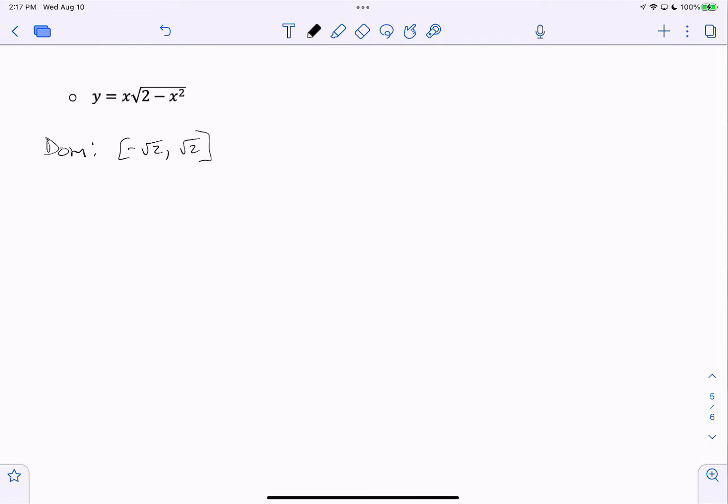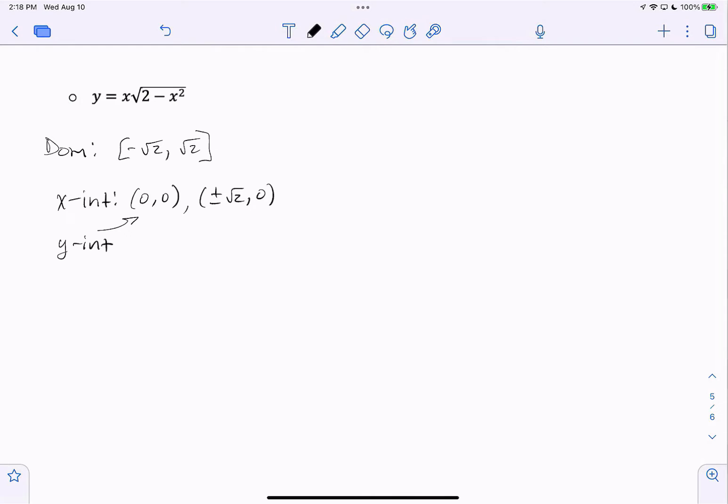And let's see. Our x-intercepts are going to be 0, 0, and then the endpoints, plus or minus square root of 2, 0. And of course, 0, 0 is also the y-intercept. We don't have any asymptotes because this isn't a fraction, essentially.